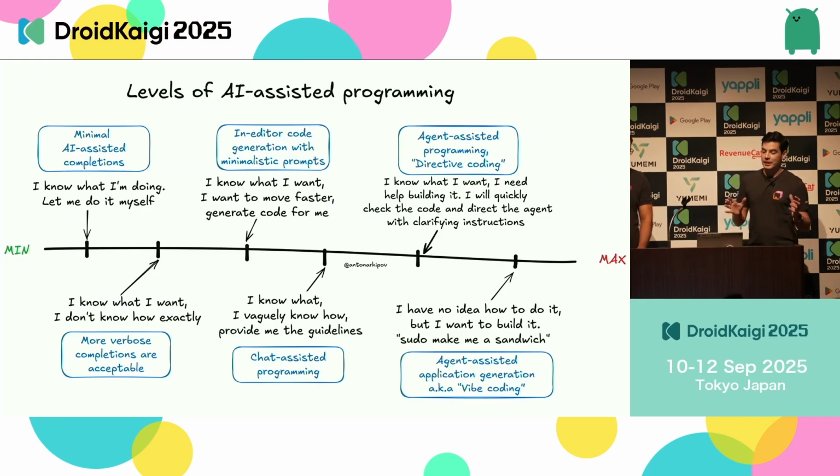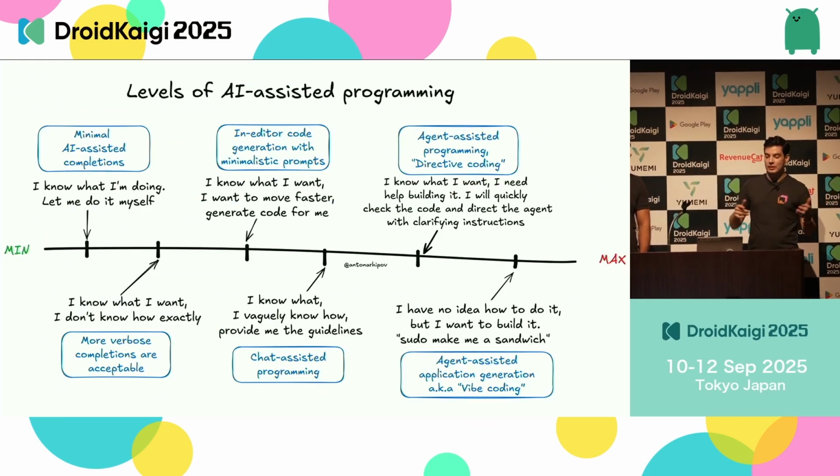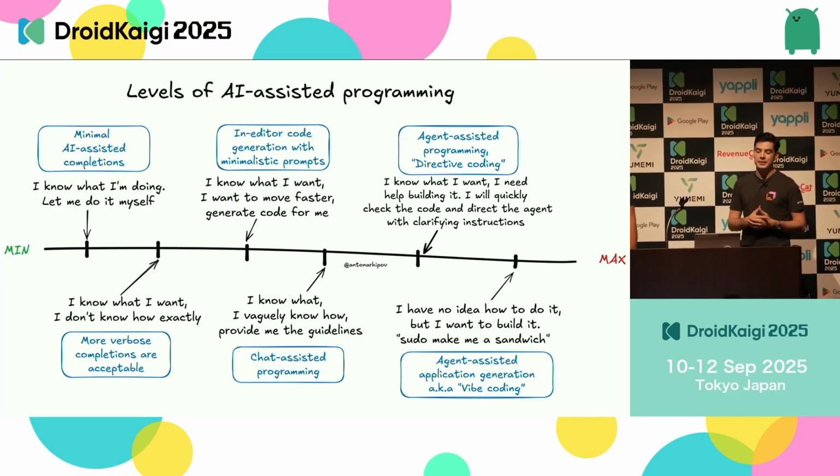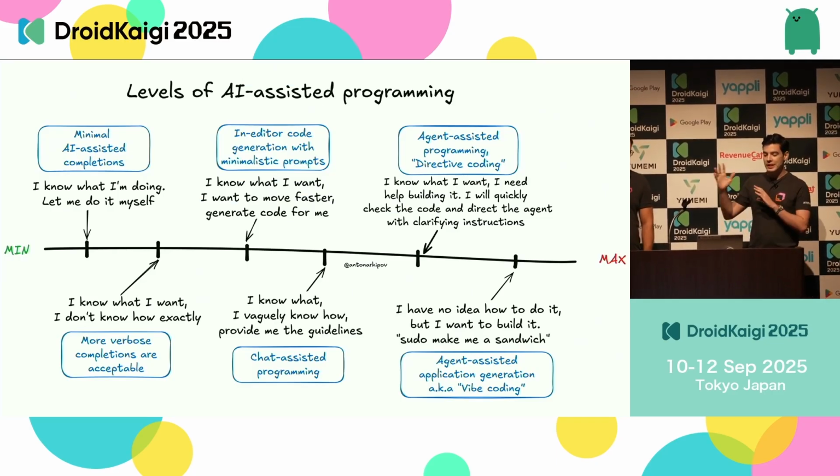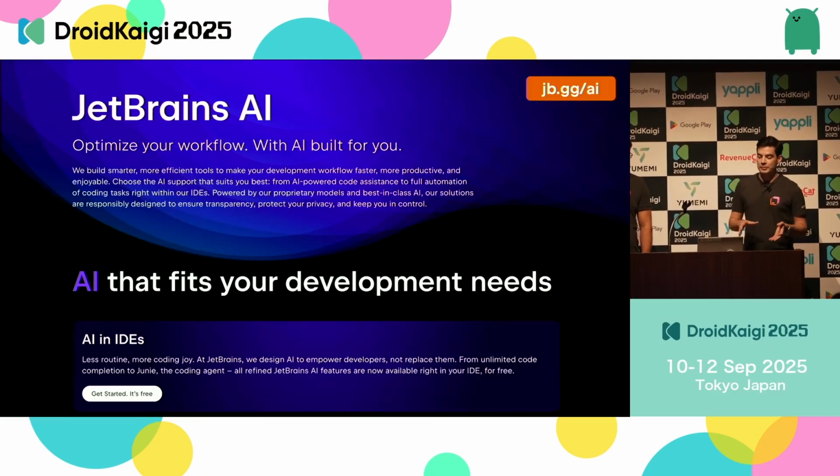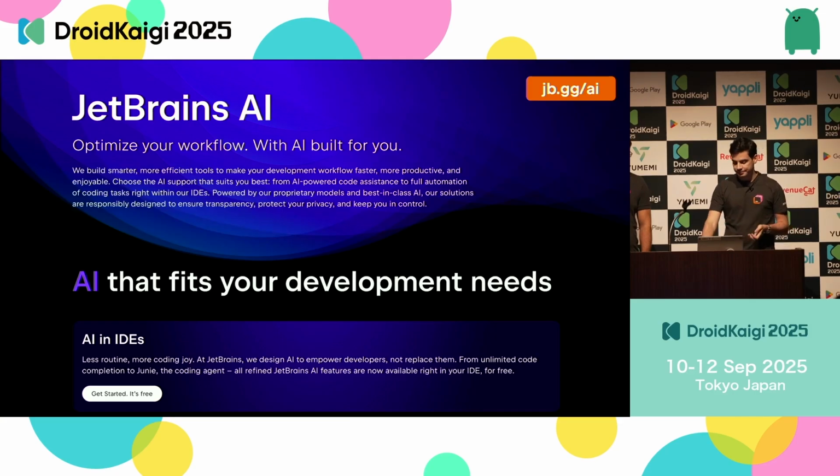With that, we have covered the entire wide scale of AI tooling in just about 20 minutes here. So wherever you land on this scale of preference, we hope that you'll find both AI Assistant and Junie useful in your day-to-day work. If you want to learn more about our AI tooling, jb.gg/AI will take you to our landing page where you can find out everything that you might need.